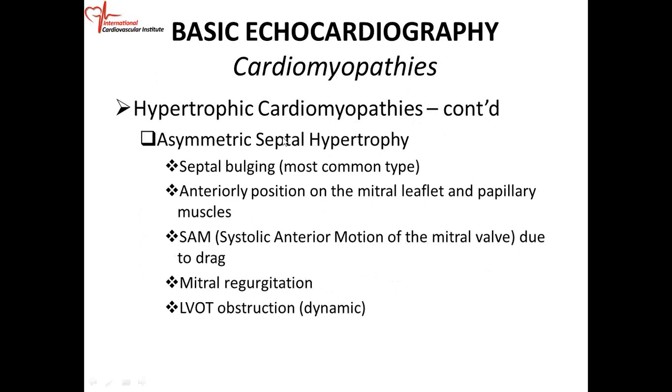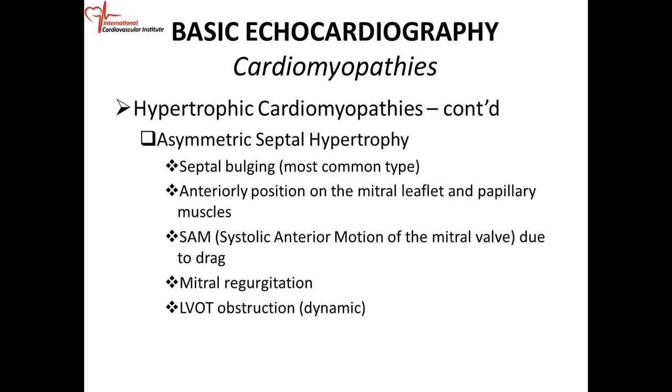So asymmetric septal hypertrophy, I said that they love this one. So it's a septal bulge, or a bulging of the septum, and it is the most common type. And you tend to get anterior position of the mitral valve and the papillary muscles. And these patients commonly present with mitral regurgitation, okay? So you have an anterior position of the mitral valve and papillary muscles, and you get what we call SAM. Some people think it's the anterior position of the mitral leaflets and the papillary muscles which give rise to SAM, which is systolic anterior motion of the mitral valve.